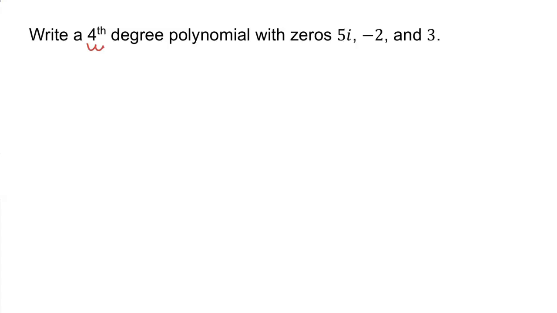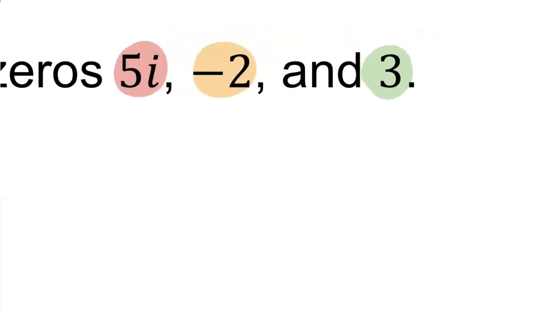Now, if it's a fourth degree polynomial, it must have 4 zeros. Look, they gave us 1, 2, 3 zeros. So we must figure out what the fourth one must be. Okay? Now look at these 3 zeros they gave us. The first one is a non-real zero with this i right there.